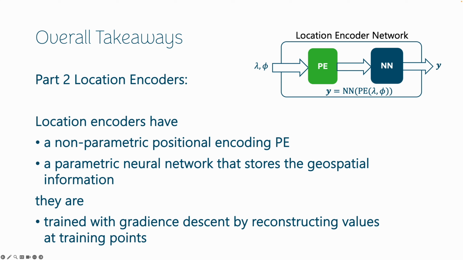In the second part, I talked about location encoders and this research line that has somewhat independently emerged, mainly motivated by species distribution mapping. The idea here is that you have a location encoder with a positional embedding and a neural network. You have this non-parametric positional embedding to put the coordinates into a higher dimensional vector of higher frequencies, usually not too different to a Fourier series. Then you use the neural network with weights to store the geospatial information. These can be trained with gradient descent by reconstructing values at any points, which is nice because you can implement everything in Torch and it works.